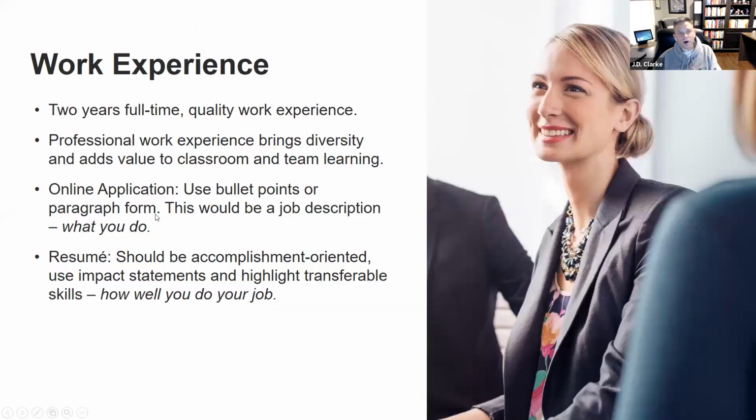So let's talk about work experience. You will find that most top MBA programs are going to ask for full-time work experience. So we have a minimum of 2 years. You're going to find that pretty consistent across programs. Again, the average comes in at about 5.